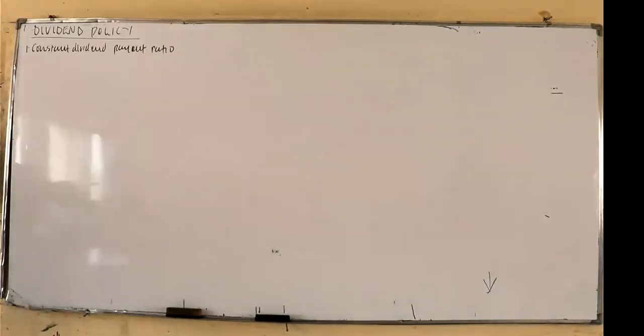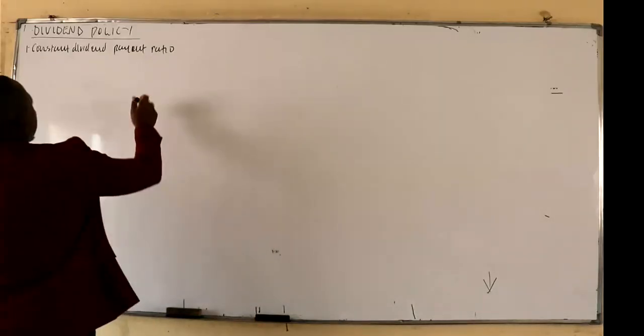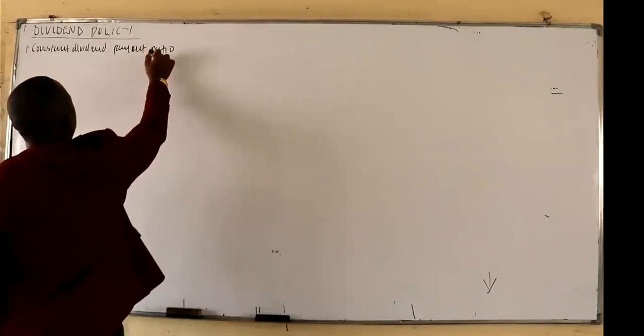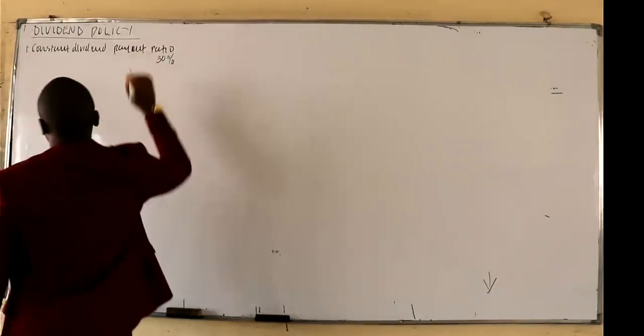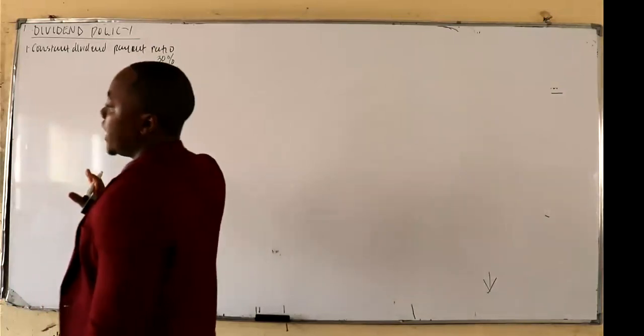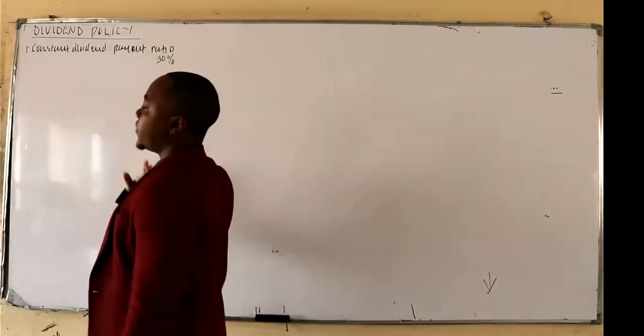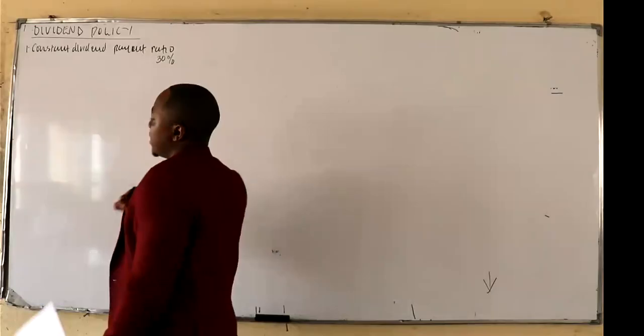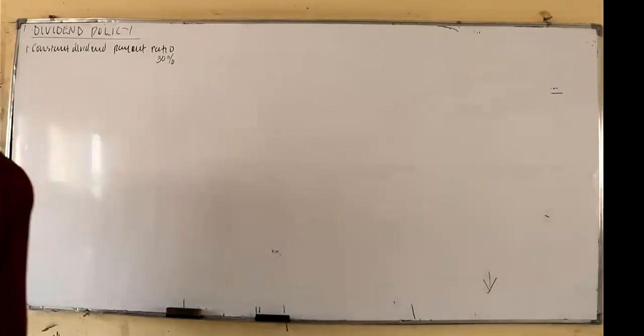Under this policy, the company will pay a fixed proportion. Underline fixed proportion. We are not talking about a fixed amount. It's all about the fixed proportion. The company will pay a fixed proportion of its earnings available to the ordinary shareholders as dividend. For example, the company might have a dividend payout ratio of 30%. So regardless of the profit they make, they should distribute 30% of their earnings to the shareholders. So that's one of the policies, the constant dividend payout ratio.